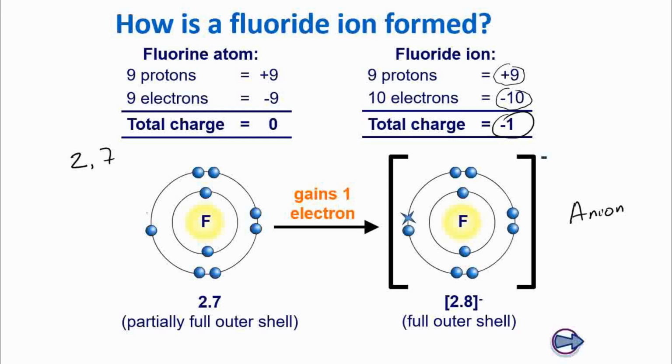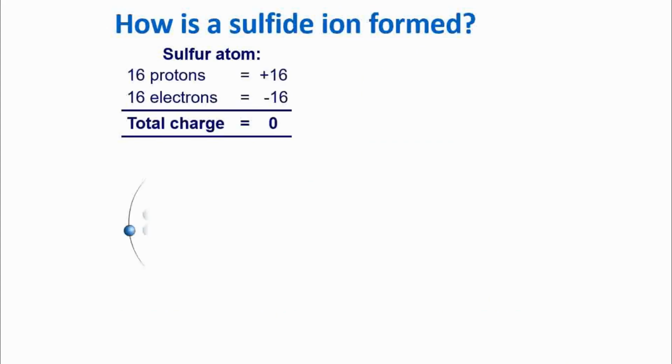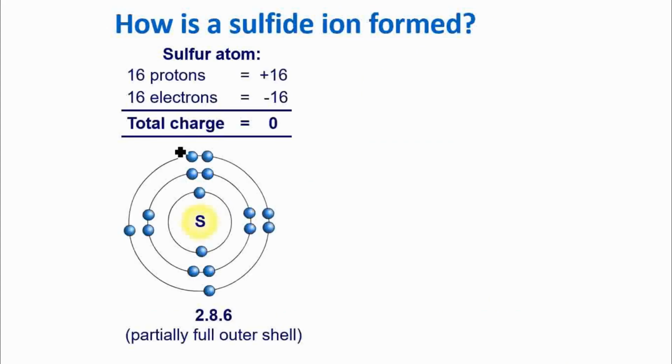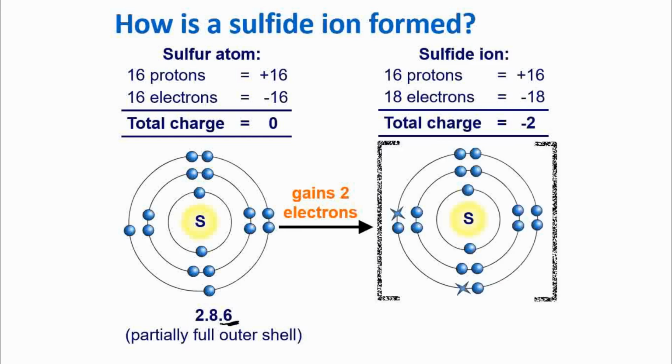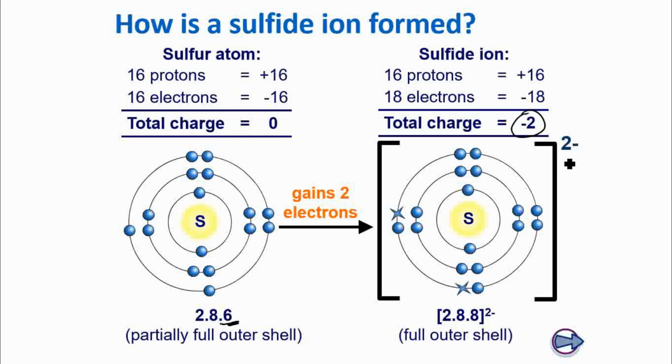Okay, good. Let's look at something like sulfur, which is found in group 6. Okay, 2,8,6. Again, what's it going to do? Is it going to get rid of those 6 electrons or just seek 2 electrons? It's going to gain 2 electrons, okay? Because you're now gaining 2 electrons, you now have more electrons than protons. Therefore, you now have a negative 2 charge and it is 2 minus, okay?